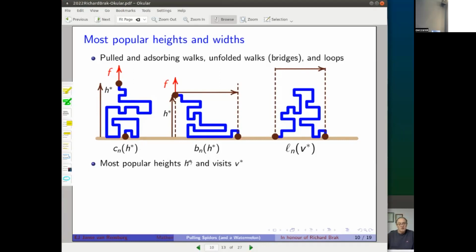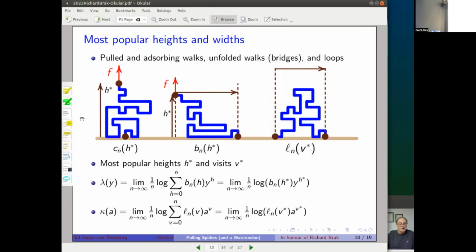Certainly for bridges there's the same kind of most popular height. I don't know if it's the same as for walks, maybe it is, I don't think that's something that's known. And then when you do the adsorption of a loop, there's a certain number of visits in the adsorbing plane, which are bound to the adsorbing plane. That gives you your weight in the partition function, and once again there's a certain value, V star, the number of visits, which is optimal if you wish, or where Ln of V star dominates the partition function. And so these most popular heights and visits, H star and V star, is something we will work with.